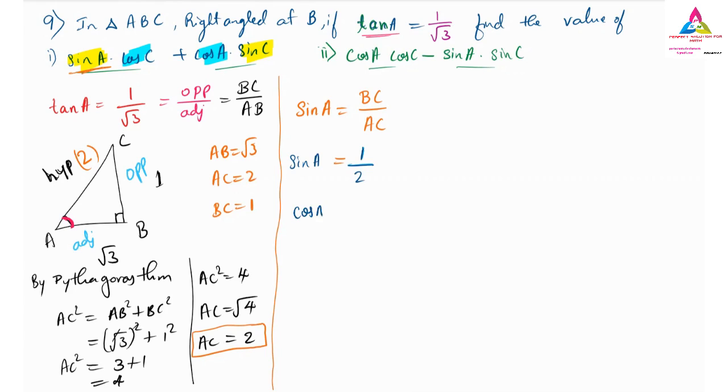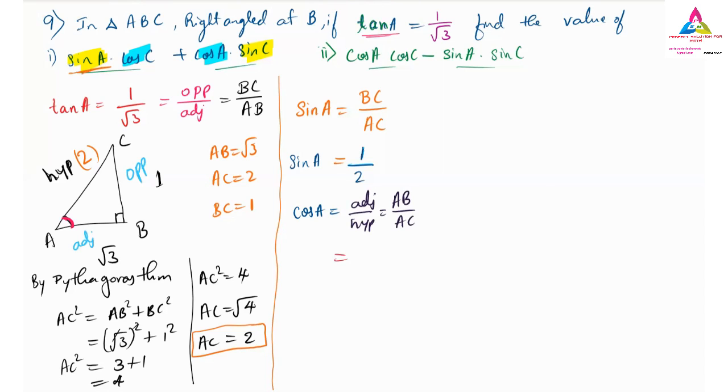So cos A value is equal to cos A. When it comes, we have to go to the adjacent by hypotenuse. So adjacent here is AB divided by AC. I have told you adjacent by hypotenuse, if you write it, okay, but don't stick to that same number.